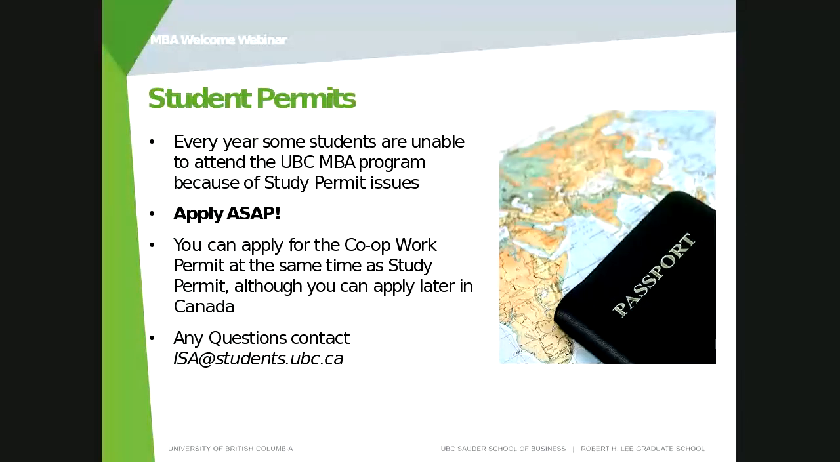For any questions that you have in regards to your work permit or a co-op work permit or an entry visa, which some of you will need to actually enter into Canada, you can always contact us, or we have an international house on UBC campus, and they have international student advisors that can help you with those issues. You can always contact isa@students.ubc.ca.